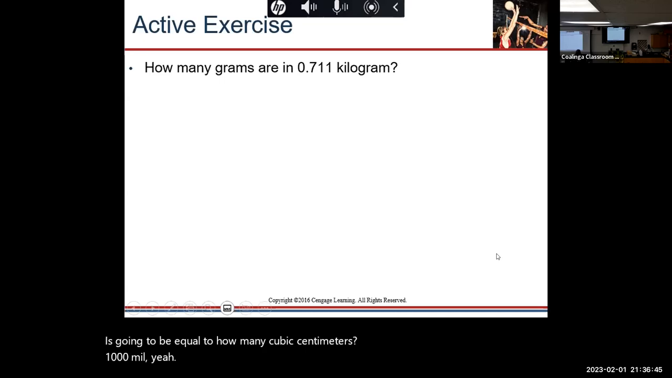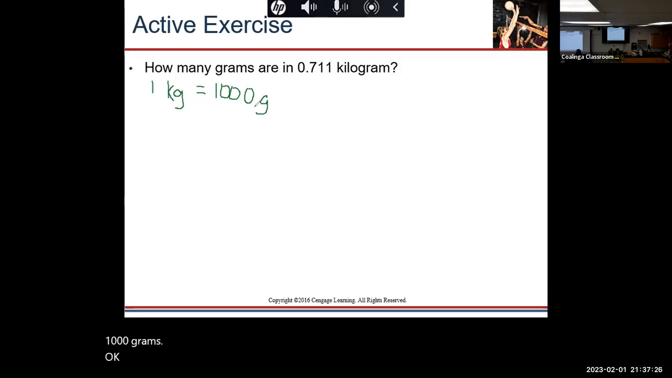Yeah. Okay. How many grams are in 0.711 kilograms? So, what is my conversion factor here? If I have 1 kilogram, how many grams are in a kilogram? 1,000. 1,000 grams are in 1 kilogram. Okay, so my starting point is what?